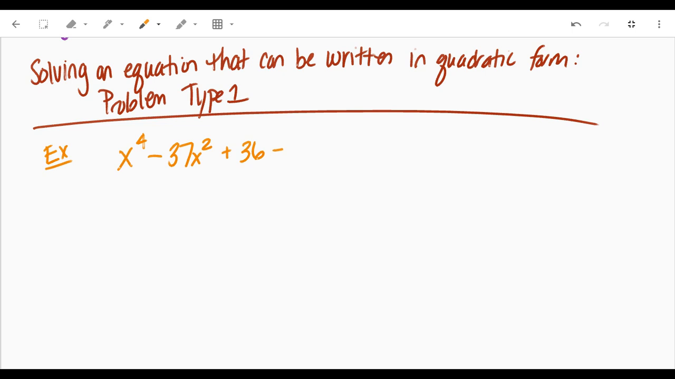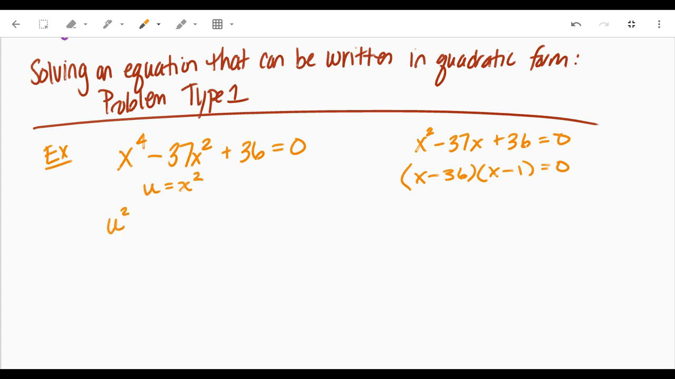0. Now all you do is you think about the fact that if this were x squared minus 37x plus 36 equals 0, we could factor it, right? We could do x minus 36 and x minus 1 equals 0. And that's kind of what you do here. They talk about a substitution, and a lot of times in math we use u as our substitution variable. So make u be x squared. Then this equation is u squared, because x squared squared would be x to the 4th, minus 37u plus 36 equals 0. So then u minus 36, u minus 1 equals 0. So u would be 36, or u would equal 1.